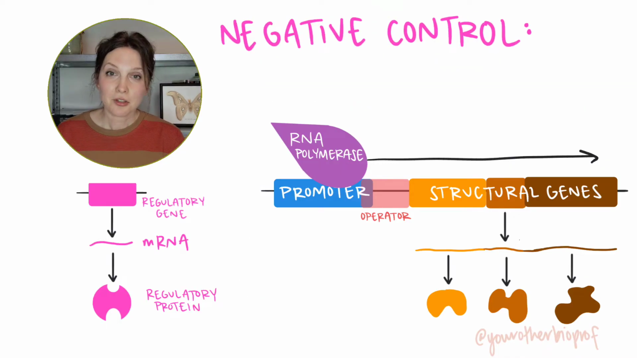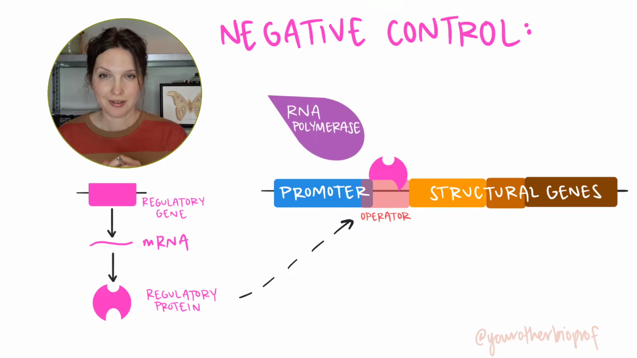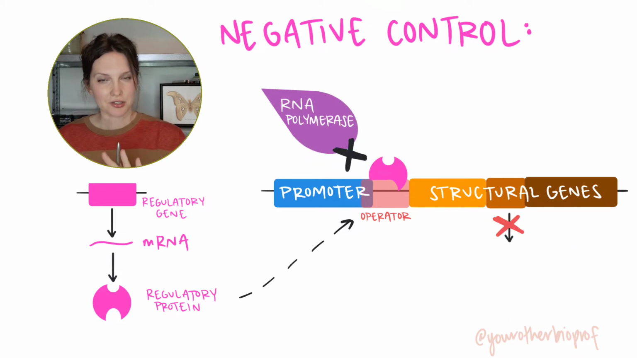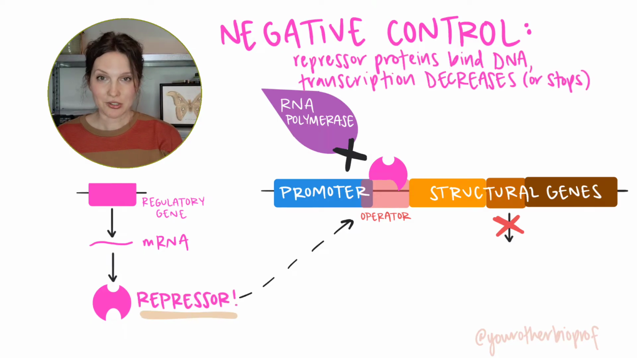Now, in negative control, a different type of regulatory protein will bind to the operon DNA around the operator region, and it's going to block transcription from happening. You'll see a decrease. And so this regulatory protein gets a less helpful sounding name: repressor.